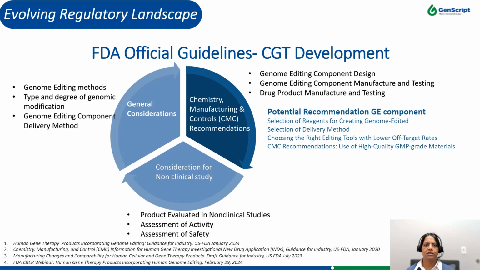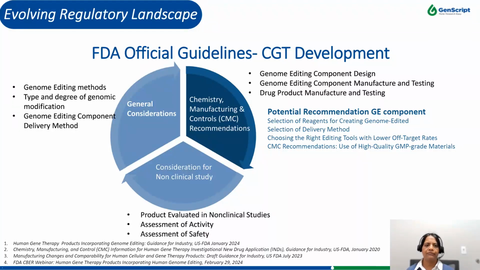This visual shows the regulatory requirements set by the FDA to ensure the safety and effectiveness of gene edited products. FDA guidance documents like Human Gene Therapy Products Incorporating Human Genome Editing, and recommendations for CAR T therapy, outline the entire product life cycle from design to clinical trial. This guideline highlights the need to align CRISPR technology with high quality material which meets the IND and GMP standard.